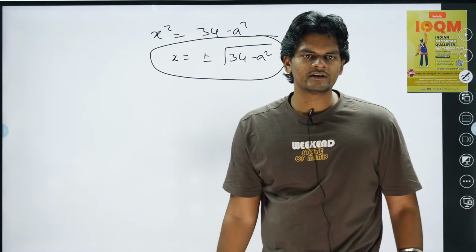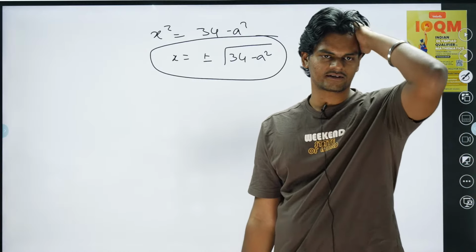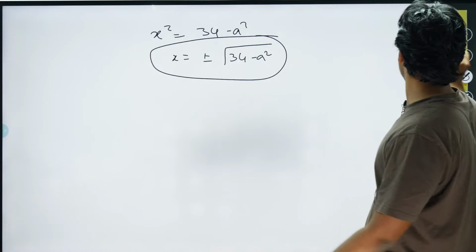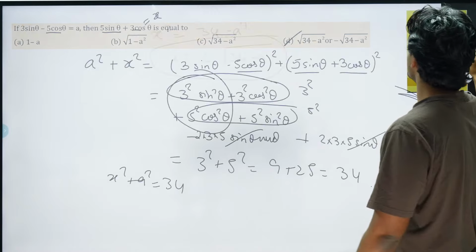Your name is Vipul, it is my sister's ID. Okay, got it. Square and add both expressions. So option D is the correct one. Chalo, next.